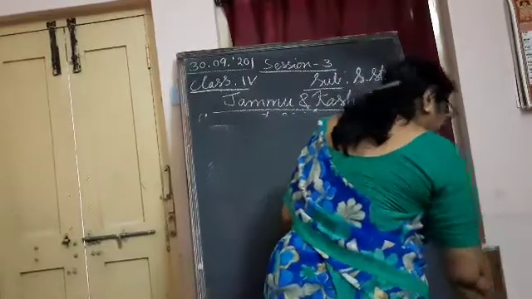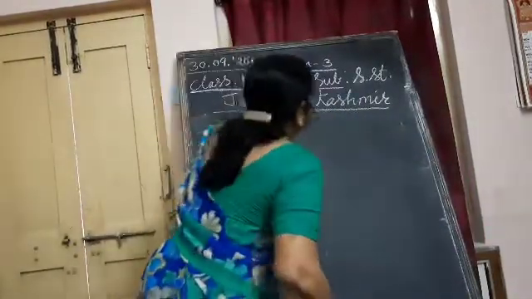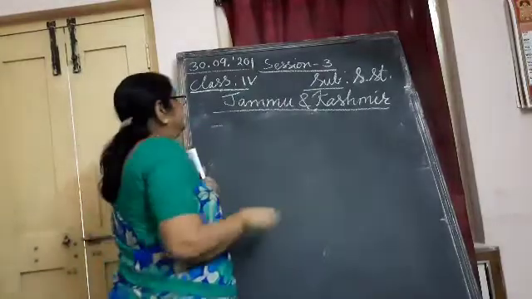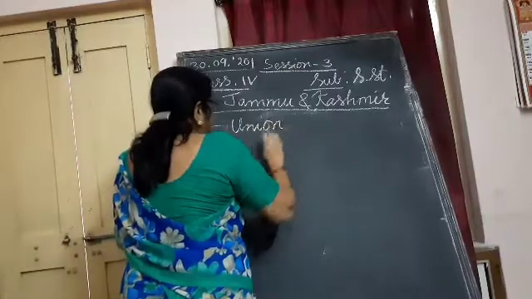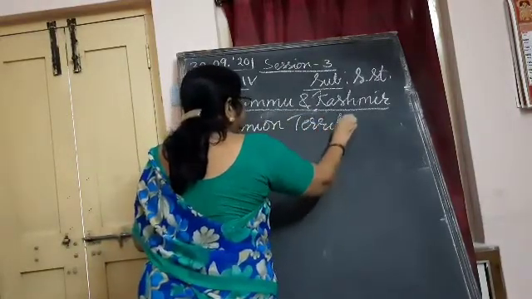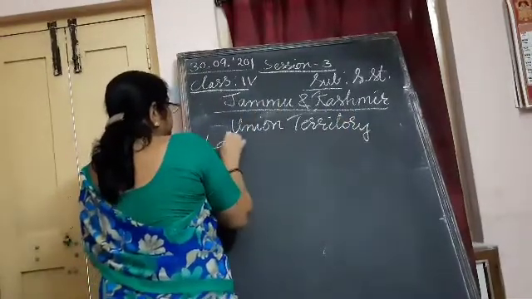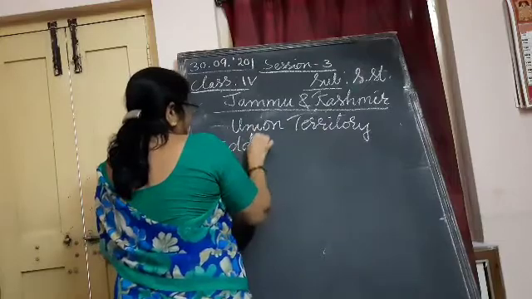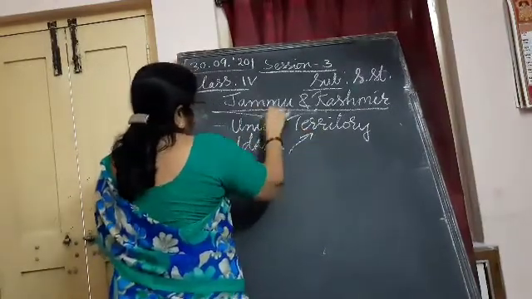Ladakh was part of Jammu and Kashmir previously, but now it is a separate union territory, and Jammu and Kashmir is also a union territory. Previously there were 7 union territories. Now Jammu and Kashmir is 8th. Ladakh is also 9th. Ladakh is also a union territory.